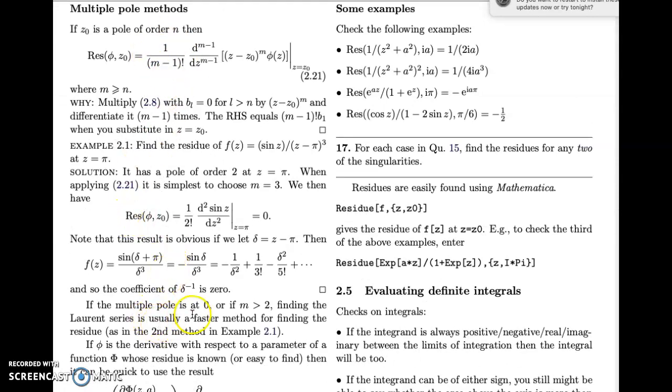My suggestion is that if your pole is located at 0, or if m is greater than 2, I think this m should possibly have been an n. I think I meant the order of the pole is greater than 2. Finding the Laurent series is usually the faster method for finding the residue. No, I think I'll stick with m here. If you have to differentiate too many times, it's too much effort really, unless of course it's something simple like sine. As it was in that example we've just done.